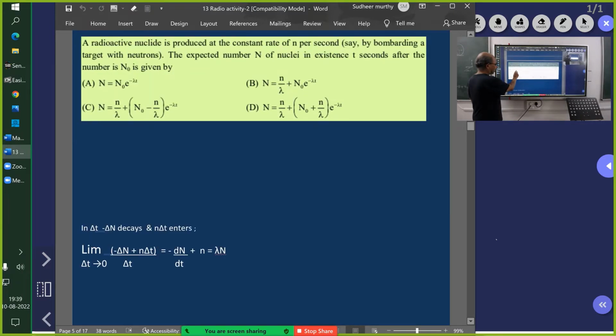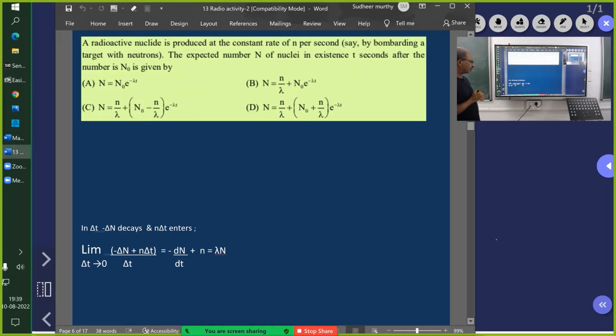understood it, fine. Otherwise, just see this. In delta t time, delta N decays and N into delta t enters the system. Is that first statement understood by everybody? Yes, sir. Now, I will divide this delta N plus delta N t by delta t, and I will take the limit as delta t tends to 0. Then I will get minus dN by dt plus N is equal to lambda N.